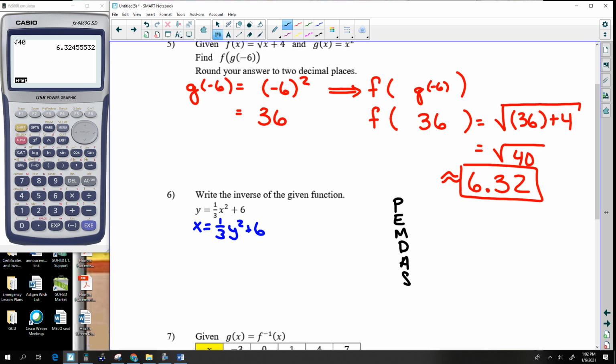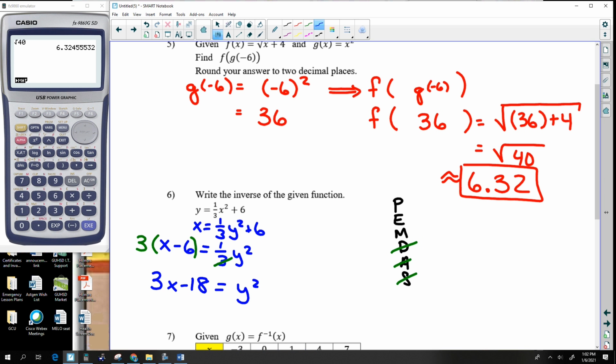Okay, I'm looking at the y. So is there anything subtracting the y? No. Is there anything adding the y? Yes, there's this plus 6. So that means minus 6. Okay, is there anything dividing y? Yes, that dividing is a bottom number. That's a divide of 3. So I need to multiply by 3 to get rid of that division. And so that's going to get us 3x minus 18.